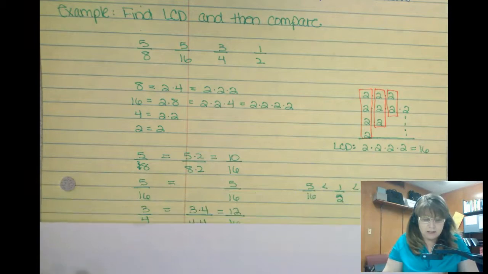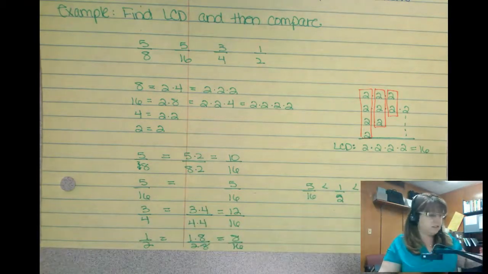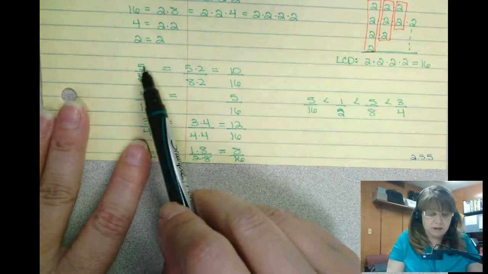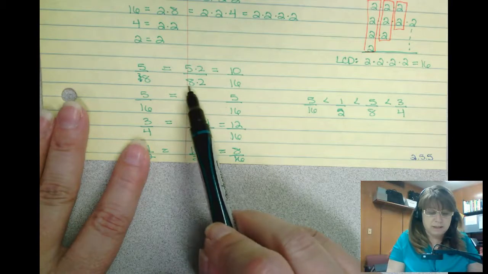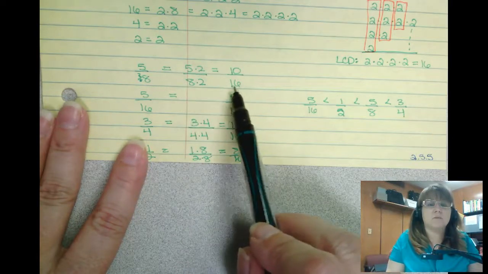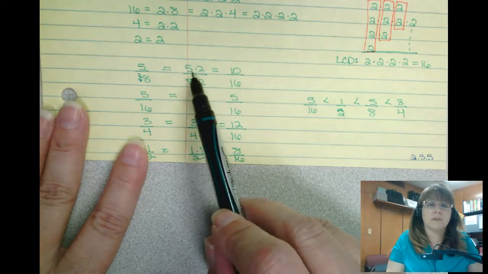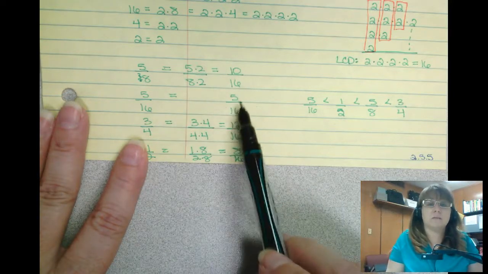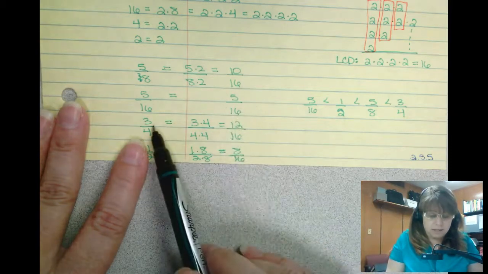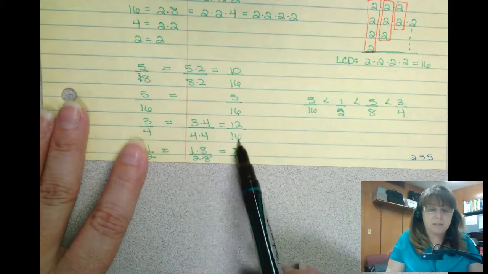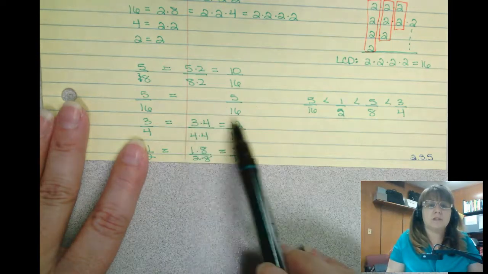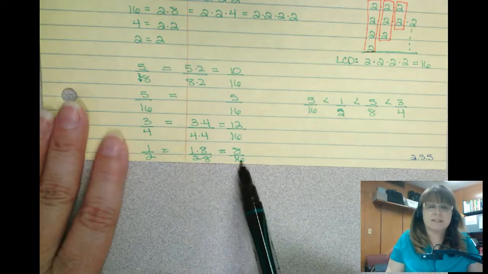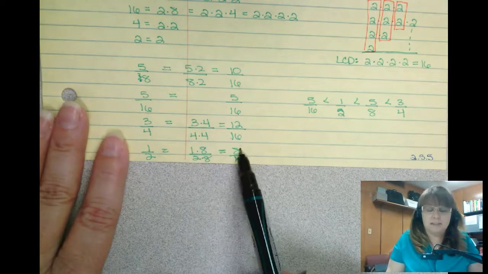So we're going to rewrite each of our fractions with the denominator of 16. So 5/8 equals, well, 8 times 2 will get us 16. What I do to the bottom, I have to do to the top. 5 times 2 is 10. 5/16, it already has the 16 on the bottom, so I'm just going to rewrite it. 3/4. 4 times 4 will give me 16, so 3 times 4 is 12. 1/2, well, 2 times 8 will get me 16, so 1 times 8 is 8.